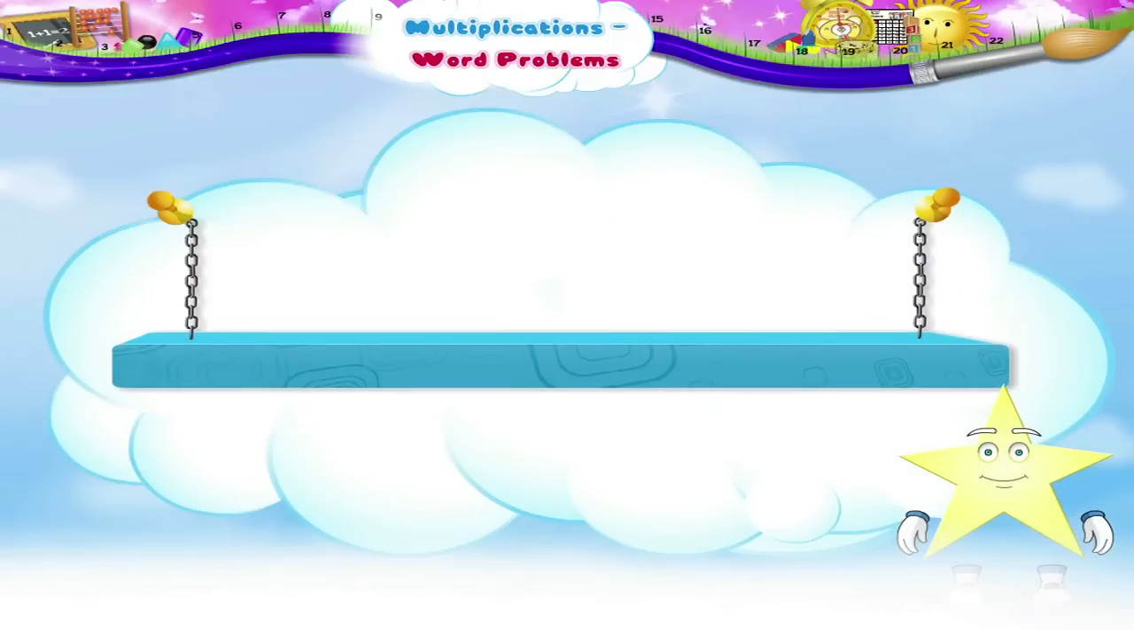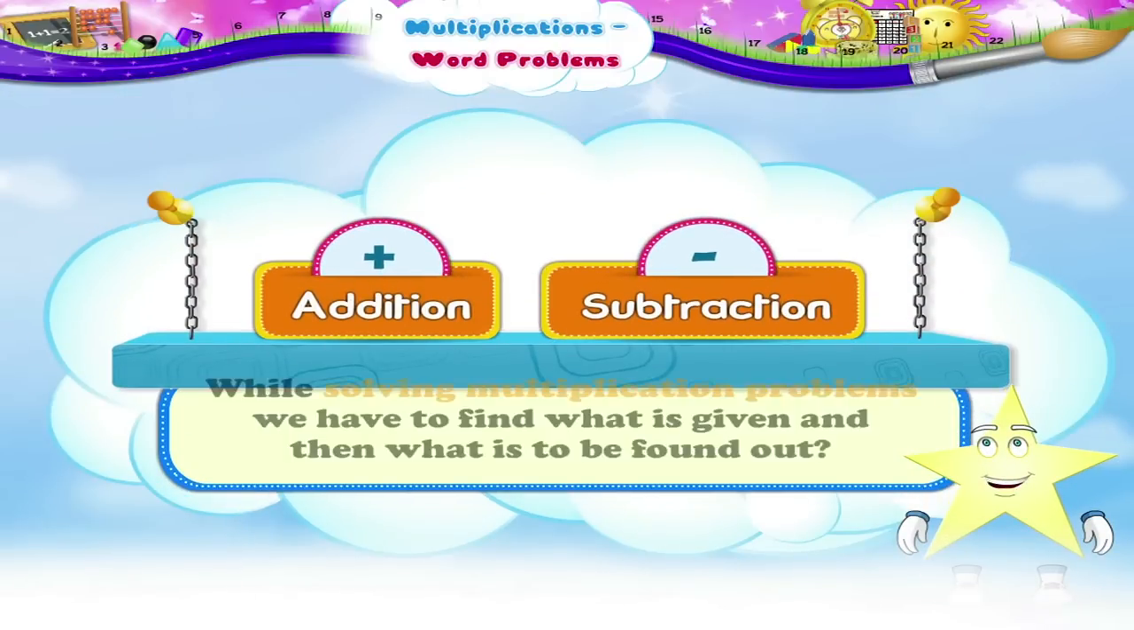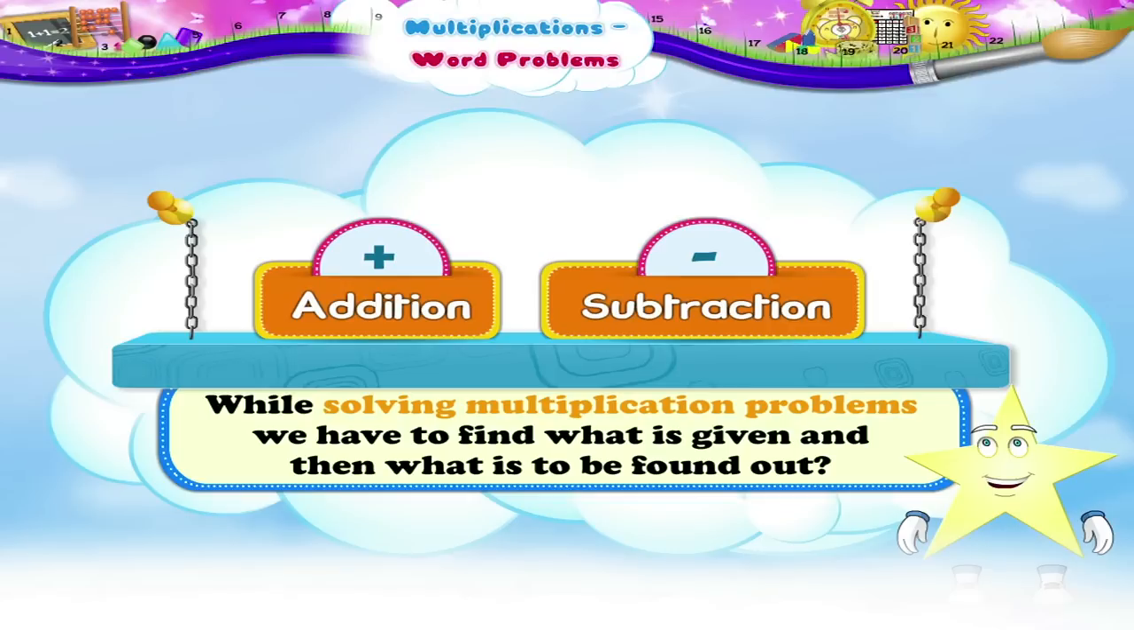Starry, just like addition and subtraction, while solving multiplication problems, we have to find what is given and then what is to be found out. Then solve the problem.